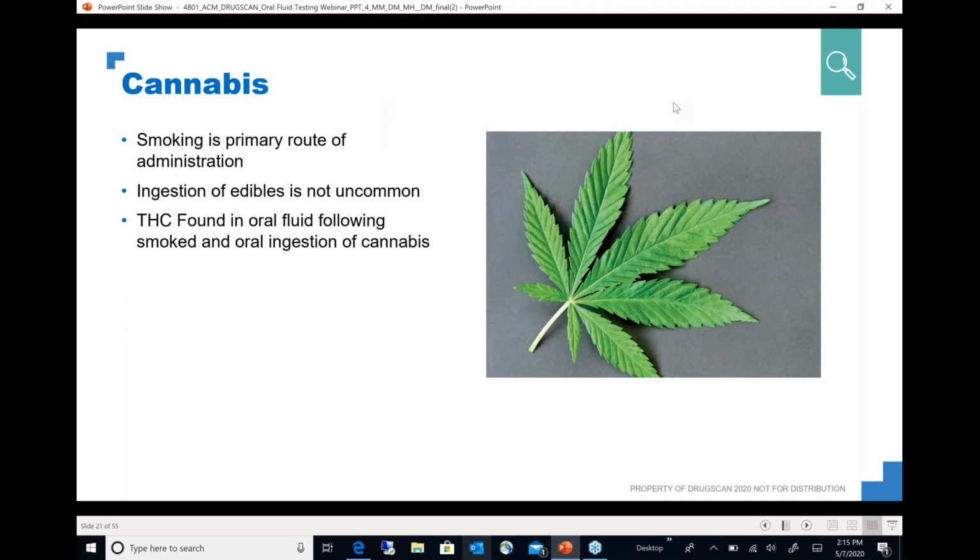Cannabis smoking is the primary route of administration, though now as legalized marijuana is becoming more prevalent, ingestion and production of edibles is becoming more of a desirable route for many people. THC is found in oral fluid following both smoking and oral ingestion of cannabis. Both of them can be found very early on following the smoking and ingestion, as a drug deposition.